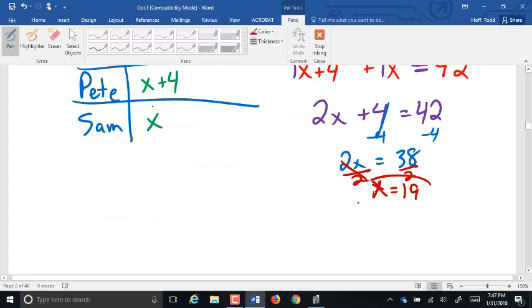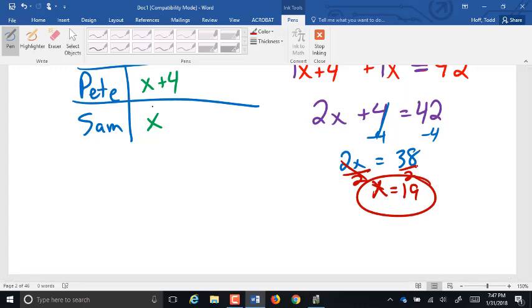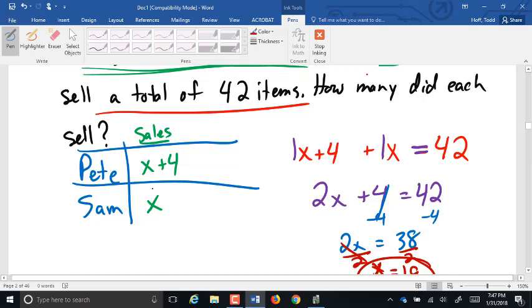And then divide by 2, X equals, careful, 19. Now we have to make sure we answer the question. It's very tempting to get to this point. We solve the equation, we have X equals 19 and think, we're done, we've accomplished it, we solved it. But we have to make sure we've answered the question. The question is, how many did each sell?